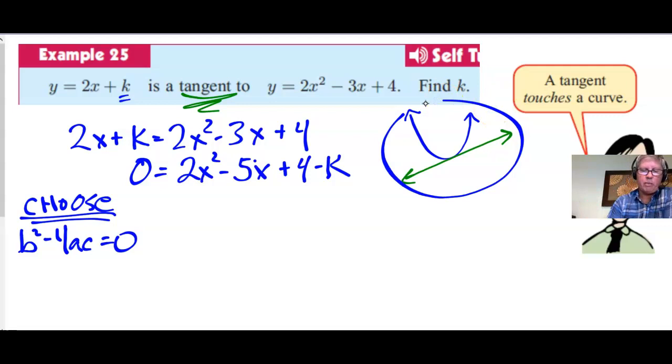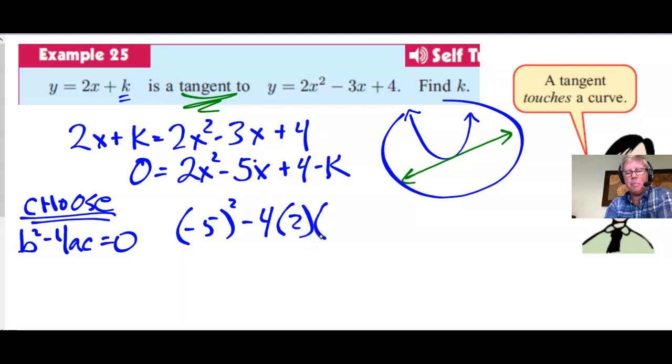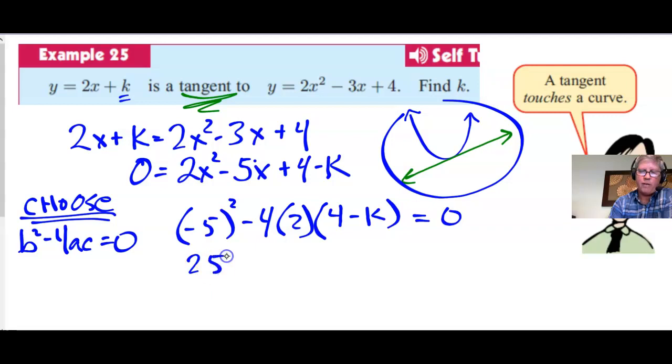So let's plug in our b squared minus 4ac. So that's negative 5 squared minus 4 times a times c. A lot of people make the mistake: c is everything without an x, so that is that entire 4 minus k. And we will force this to be equal to 0. That's pretty powerful mathematics. I am challenging that and making that happen. So 25 minus 8, negative 8 times 4 is negative 32. Negative 8 times negative k is positive 8k.